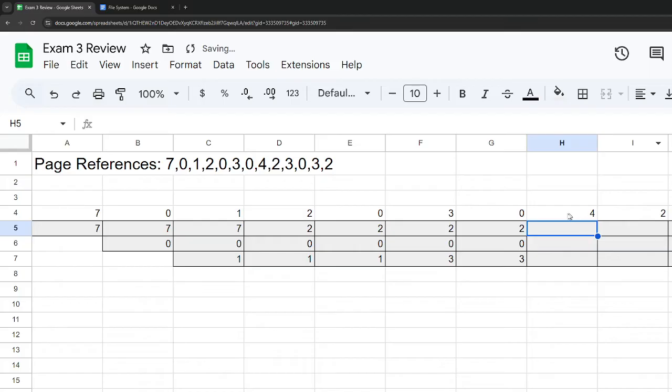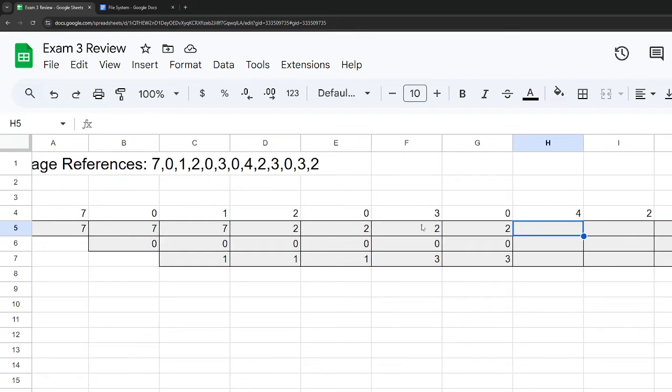But now we see 4, and we see that 2 is the farthest one that we haven't used. 0 is the closest, then 3. So 2 is the farthest, and we're going to update it. So it's going to be 4, 0, 3. Now we have a question.